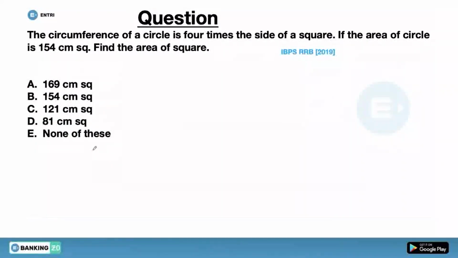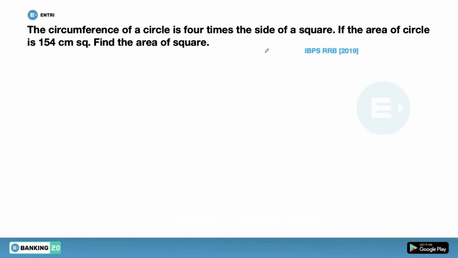The next question is, the circumference of a circle is 4 times the side of the square. If the area of the circle is 154 square centimeter, find the area of the square. See, this is a question of IPS RRB 2019, and IPS RRB's forms are going on, so please fill them so that you can be selected in the first attempt itself. Try to solve this part.